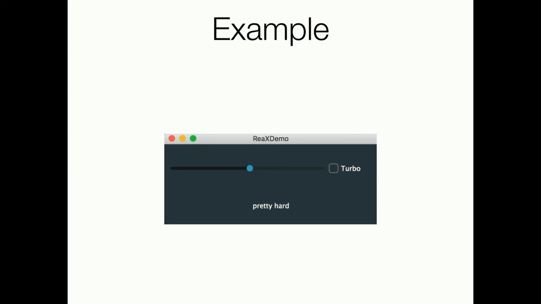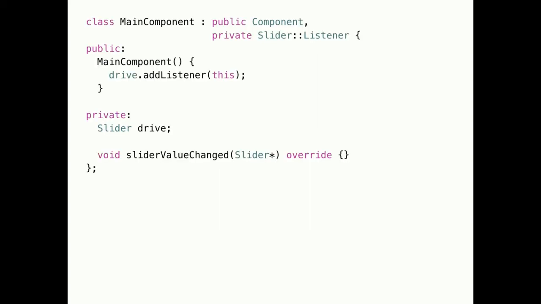But you could easily imagine that this could be a picture of a tube that starts glowing or something like that, if you prefer. So one way to do this using JUCE would be like this. You create your main component, and first you add your slider as a member variable, and you want to react to changes from the slider. So you inherit from slider listener and override the slider value changed member function. So that's the usual pattern.